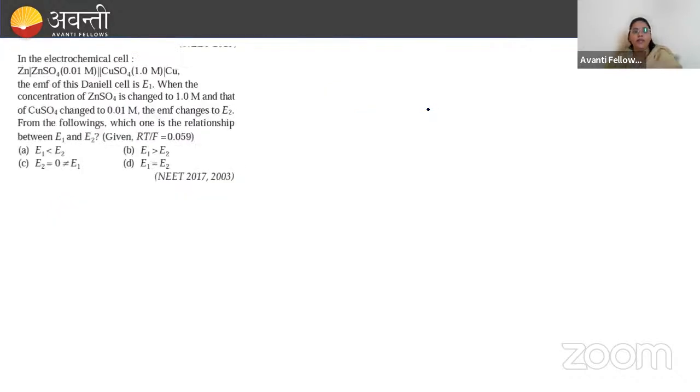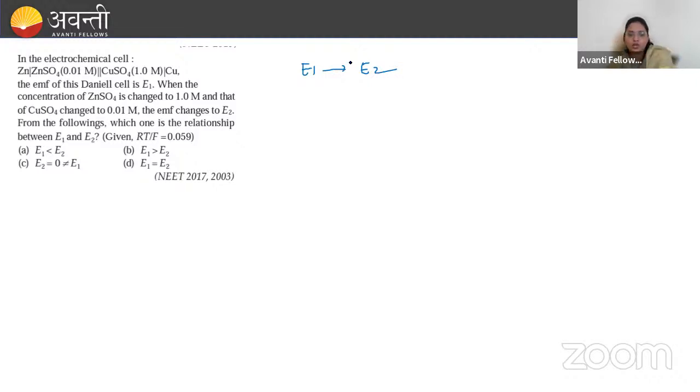Okay, next problem. In an electrochemical cell, Zn, ZnSO4, CuSO4, Cu, the EMF of the Daniell cell is E1. Okay, we have given these values. When the concentration of ZnSO4 is changed to 1 molar and that of CuSO4 changed to 0.01 molar, the EMF changes to E2. E1 से कितना change हो गया, उसका E2 change हो गया. From the following, which one of the relationships between E1 and E2 is true?